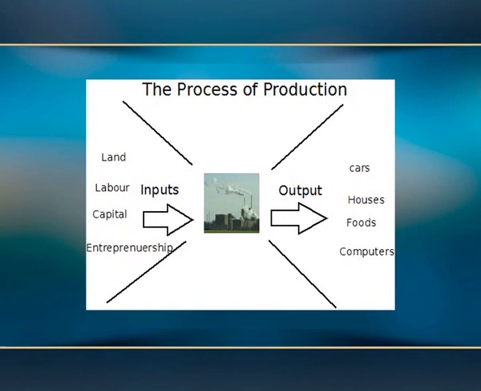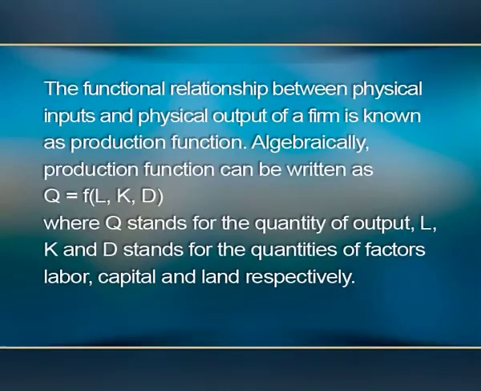Now we will see production function, transforming inputs into outputs. The act of production involves the transformation of inputs into output. Production is a transformation of physical inputs into physical output. The output is thus a function of factors, which are also called inputs. The functional relationship between physical inputs and physical output of a firm is known as a production function.